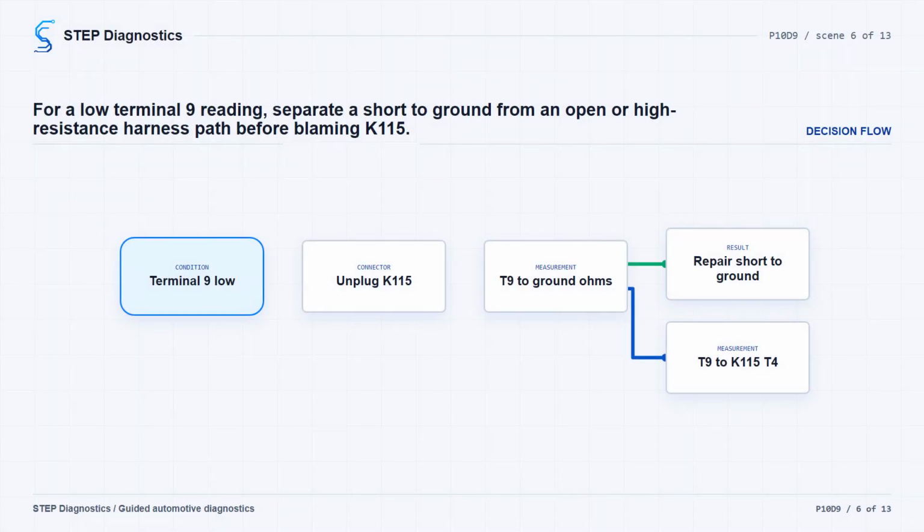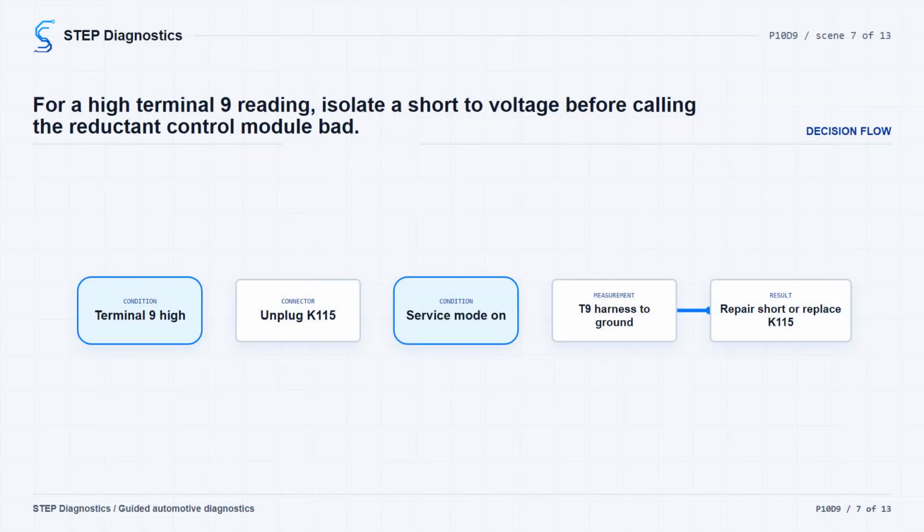If terminal 9 is less than 2.5 volts, turn the ignition, vehicle, and all vehicle systems off. Then disconnect the K115 reductant control module connector. Test for infinite resistance between control circuit terminal 9 and ground. If resistance is less than infinite, repair the short to ground on that circuit. If resistance is infinite, test the harness path between control circuit terminal 9 at the component harness and terminal 4 at the control module harness. The expected resistance is less than 2 ohms. If it is 2 ohms or greater, repair the open or high resistance in the circuit. If it is less than 2 ohms, replace the K115 reductant control module.